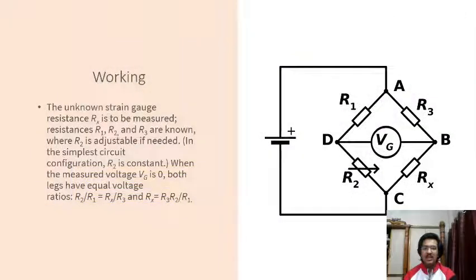Now, measuring the value of resistance is fairly easy. We do that by using the concept of the Wheatstone network. Let's say the unknown resistance Rx is to be measured and resistances R1, R2 and R3 are known, where R2 is adjustable. Then if the measured voltage V0 is 0, both legs have equal voltage ratios.